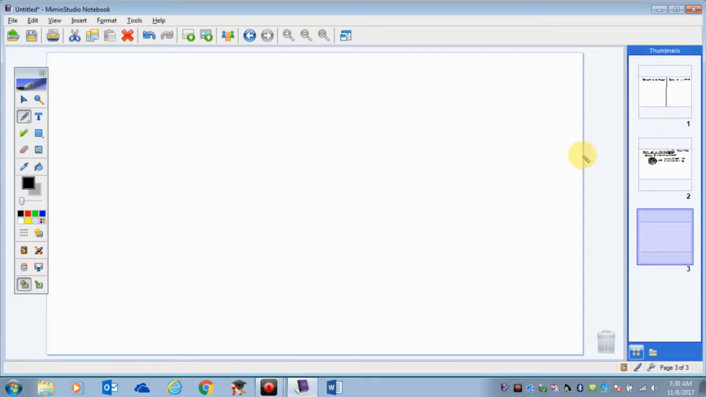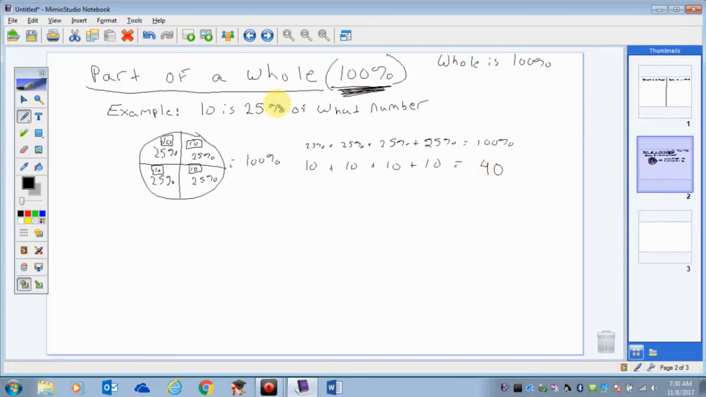So if I look at this example here, a part of a whole is equal to 100%. So you need to know that a whole is equal to 100% before we even start this. So I've got the example here. The example is 10 is 25% of what number? So you have the number 10 and you're wanting to know it's 25% of what? So what times 0.25 is going to equal 10? And that's how we're going to check our work. We're going to check our work by doing what we did yesterday. So we're going to work backwards and then forwards to figure it out.